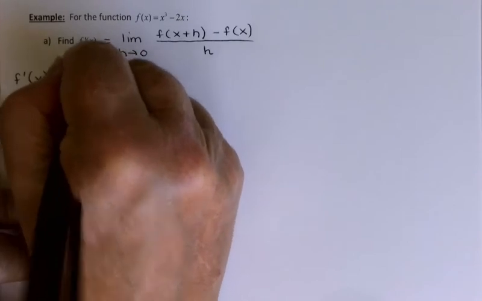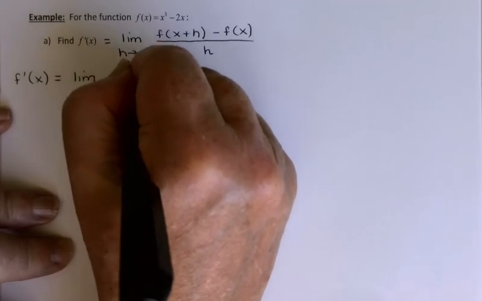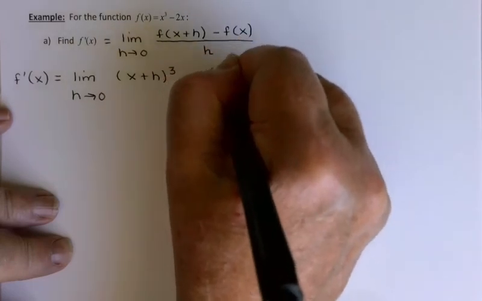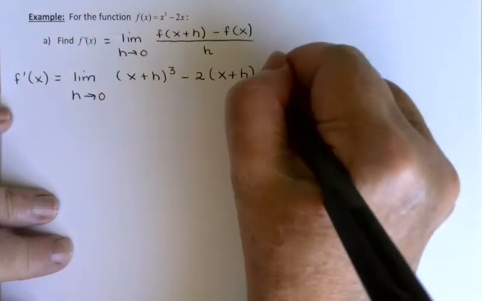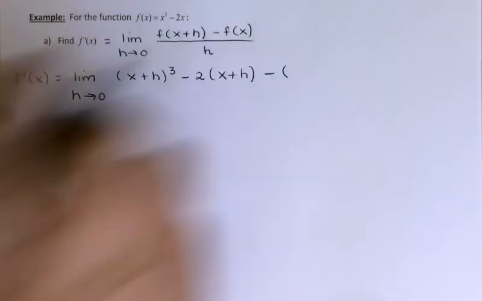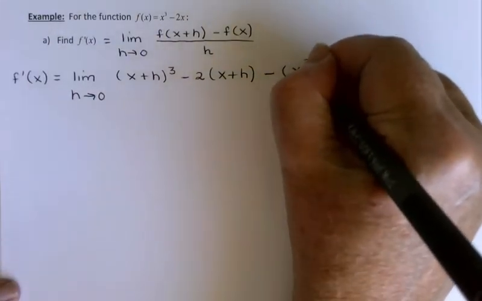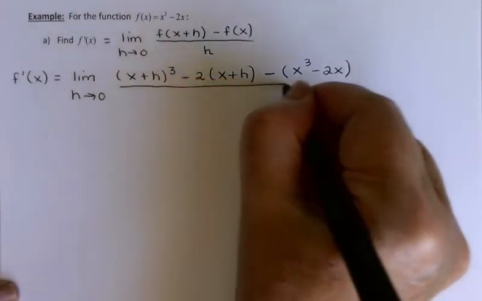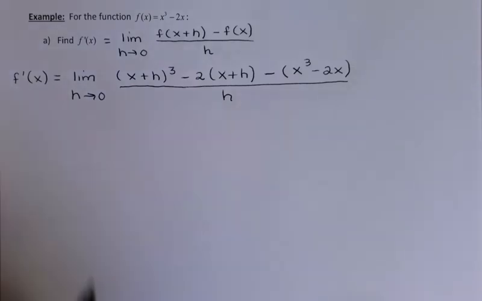So I'd have the limit as h goes to 0 of (x plus h) cubed, subtract 2 times (x plus h), and then subtracting f of x. Again, when there's more than one term, parentheses are super important. I've got to subtract the whole thing, so I'm going to put it in parentheses, (x cubed minus 2x), so I don't forget to distribute that negative sign in the next step. It's all divided by h. I didn't need my little trick this time since I don't have a complex fraction. I'll just leave the h right down there.